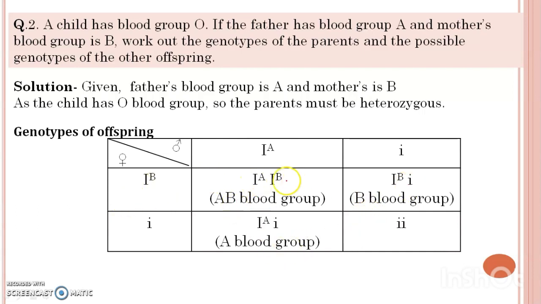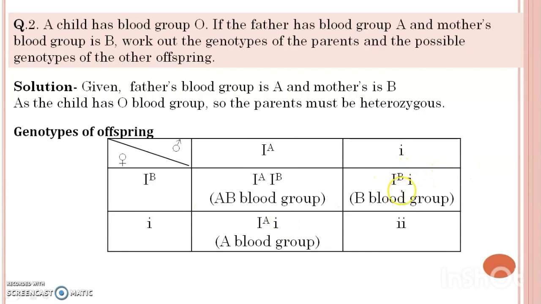So you can see, first one will be IA and IB. This box is connected with this and this. Okay, so if we combine these two alleles, then the genotype formed will be IA and IB. This box is connected with this and this.